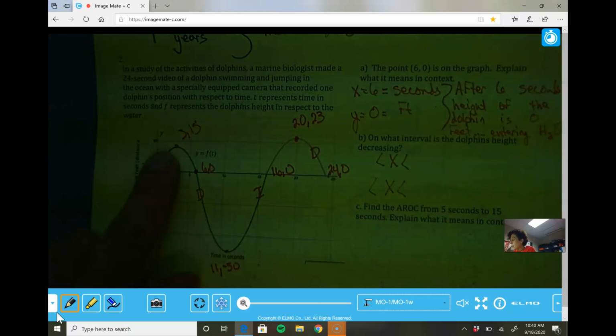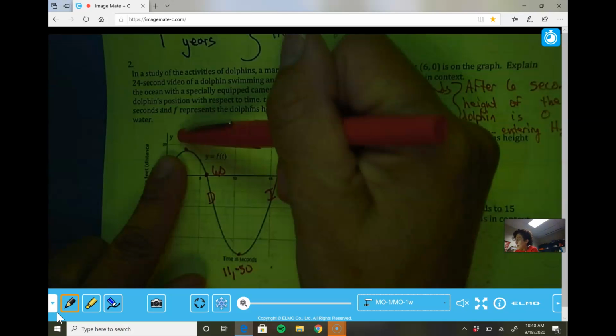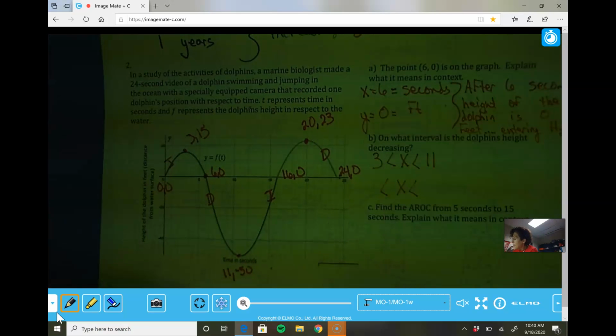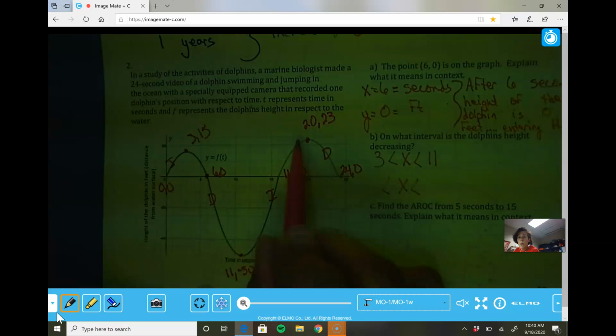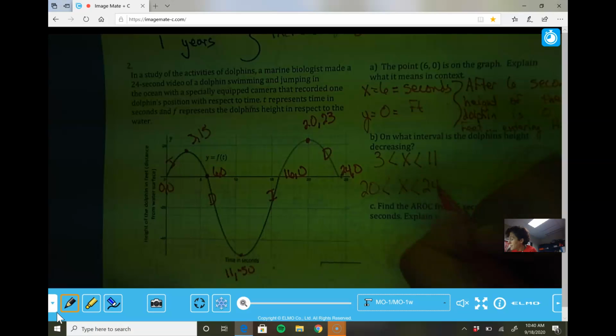So if I look at this one, now I'm going to put the x values. So it's decreasing from 3 seconds all the way down to 11, so between 3 and 11. And then it's decreasing again here from 20, and then it stopped the graph at 24, so from 20 to 24 seconds.